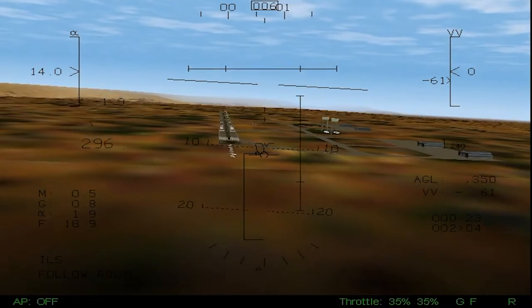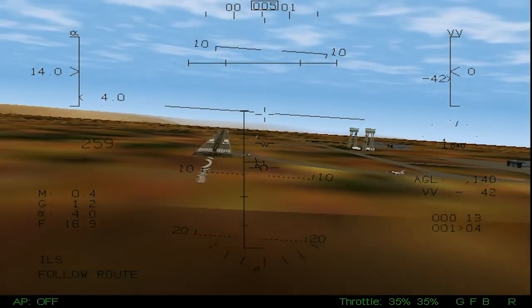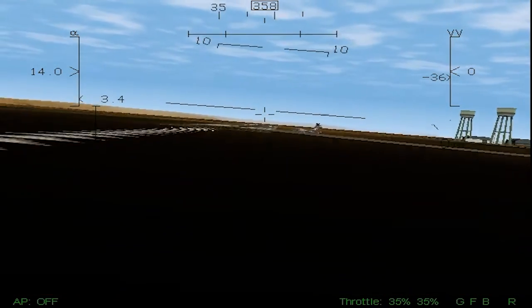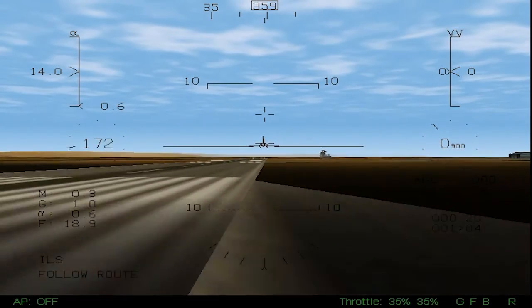Now this is what we call a touch and go exercise, so after you touch down, hit backspace to fire up your afterburners and get airborne again. Good luck to you.